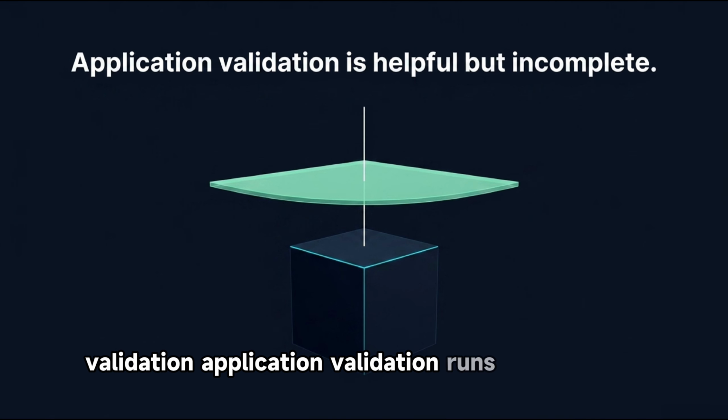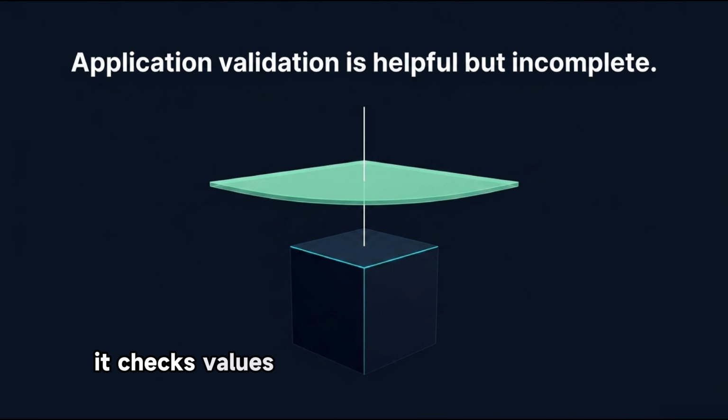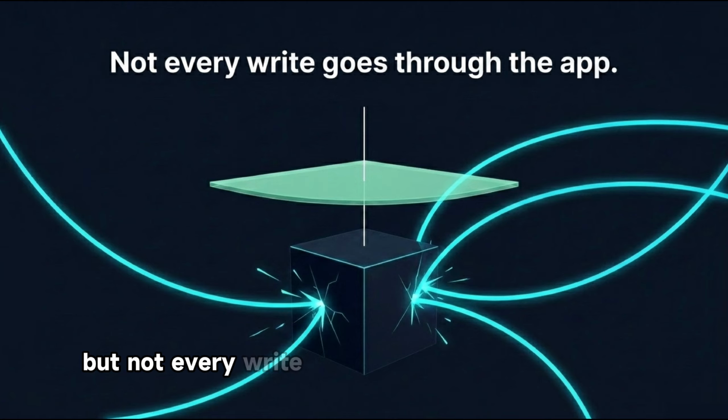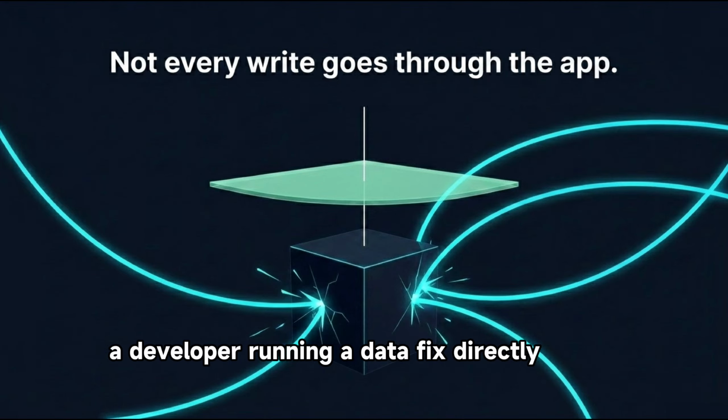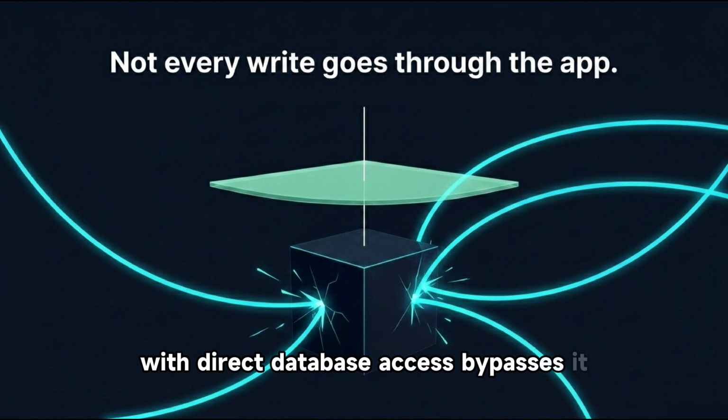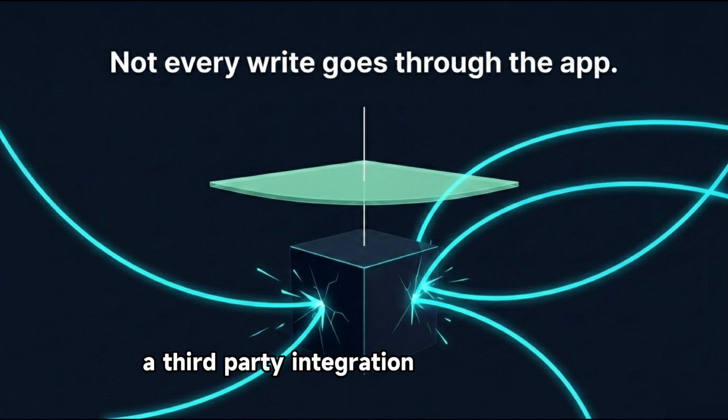Application validation runs in your code. It checks values before they reach the database, and it works for every write that goes through your application. But not every write goes through your application. A developer running a data fix directly in the database bypasses it. A migration script bypasses it. An analytics tool with direct database access bypasses it. A third-party integration that writes via a direct connection bypasses it.